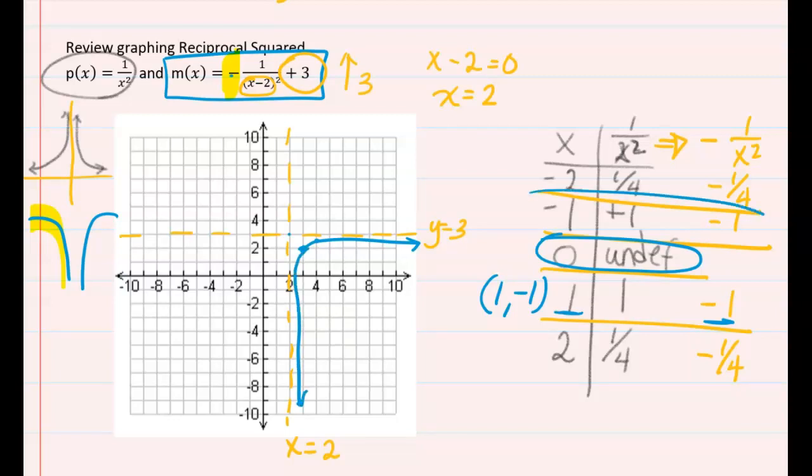Again, I'm going to graph this point right here, which is negative 1, negative 1. So I'm going to go to the left 1 and down 1. And then from here, I'm going to go towards my x-axis and then towards my y-axis. And we're done. That's our graph.